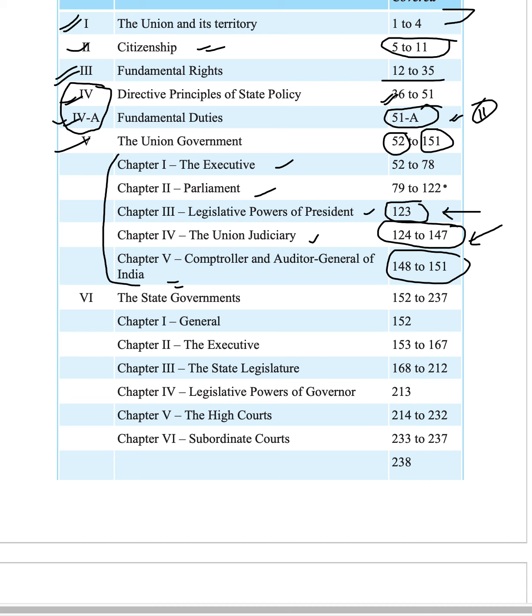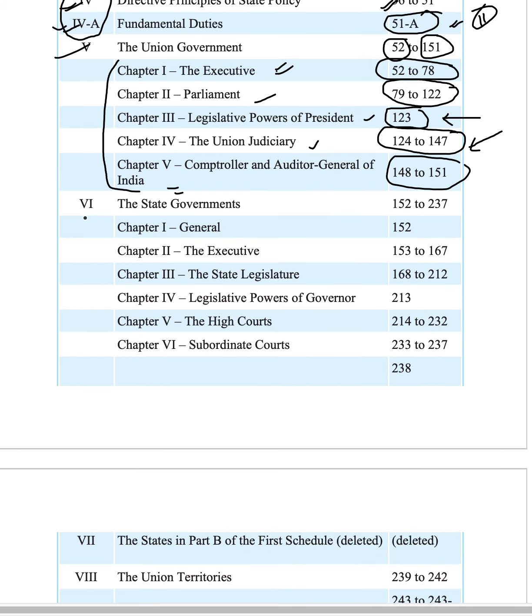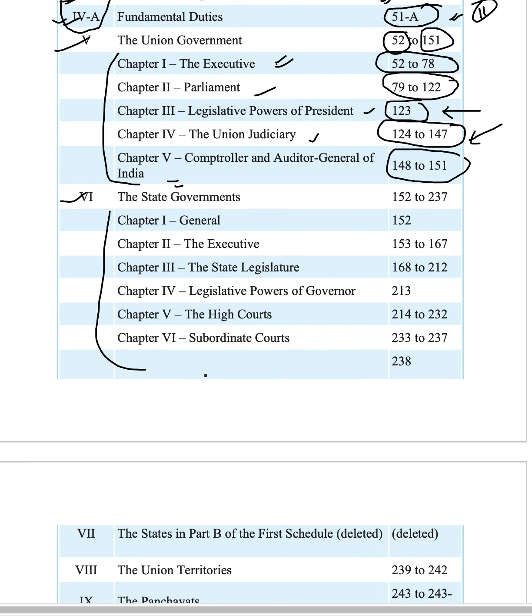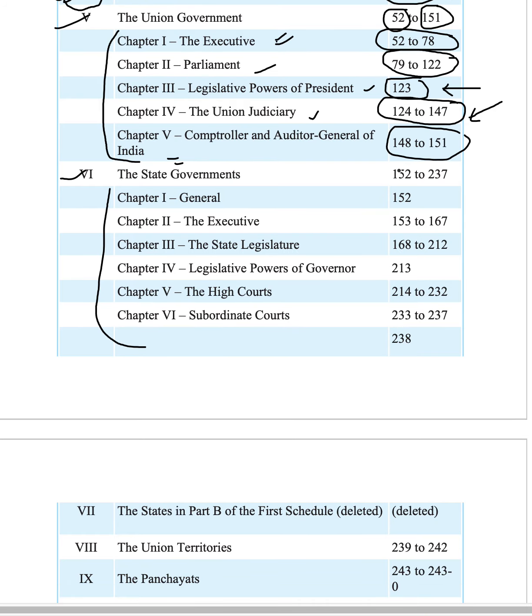Parliament and its provisions are covered from 79 to 122. And executive, that is the president and the prime minister, and the Council of Ministers, and how they are formulated and all those, is covered from 52 to 78. Then the sixth part is the state governments. Again, this particular sixth part is divided into 6 chapters, and it is from Article 152 to 237.